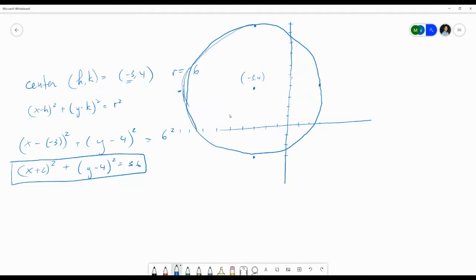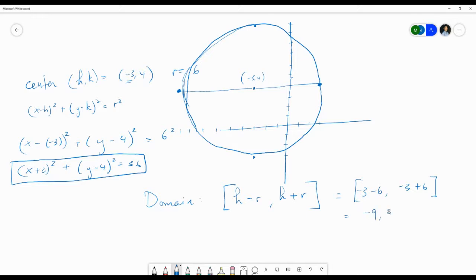Now, in order to determine the domain range, all we have to do is get the values of these points. So this is -3. So what you can do, if you don't want to graph it to find the domain range, the domain, here's the formula for it: from the h value, we're going to subtract r, and we're going to add r. So therefore, for our example, my h value is -3. I'm going to subtract 6, -3 plus 6. And this will give me my domain. So -9 to 3.